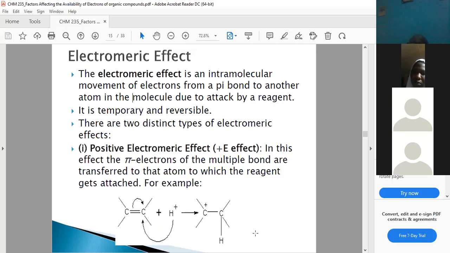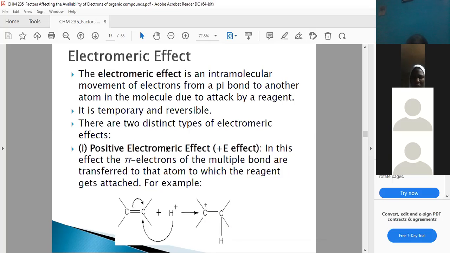Then another factor that affects electron availability is electromeric effect. Electromeric effect is an intramolecular movement of electrons. As you can see here, the movement of electrons from the pi bond to this atom here is what we call electromeric effect. This one now becomes positively charged, while this one becomes negatively charged. The negative charge of this is not showing because hydrogen is attached to it. That's why the negative charge has been cancelled. Okay, that is electromeric effect.